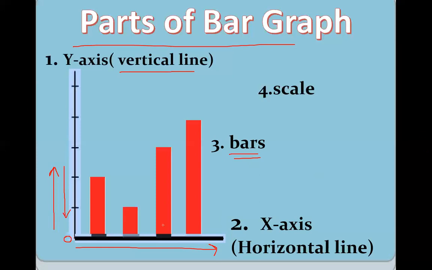And the fourth is the scale. There should be equal spacing between the bars, meaning if the distance between 0 and the first bar is this much, there should be an equal distance between the other consecutive bars. There should also be equal spacing between the numerical values, right? The scale is required so that it can give a precise, accurate numerical value. So this was all about the parts of the bar graph.